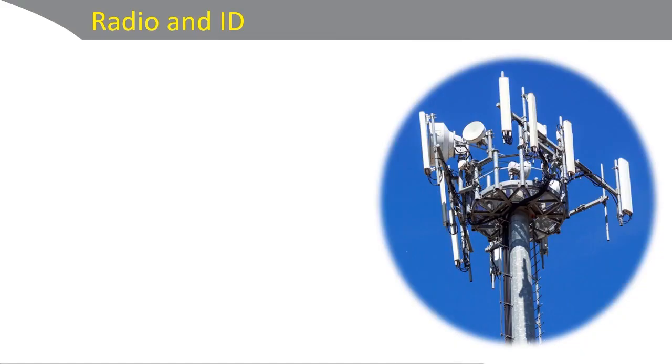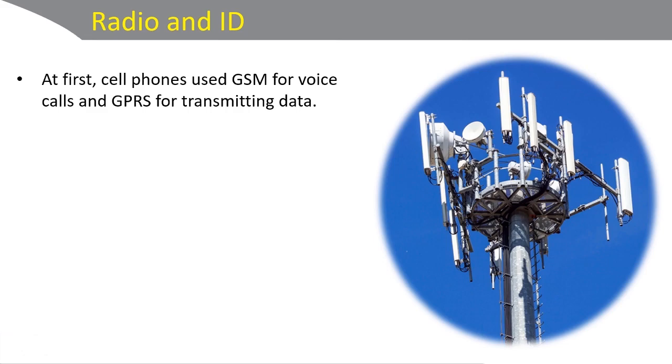Let's talk about cellular radio technologies. Originally, cellular phones used the Global System for Mobile Communications, or GSM, to make voice calls, and also used GSM as well as the General Packet Radio Service, that's GPRS, to send data at 2G speeds through the cellular network.